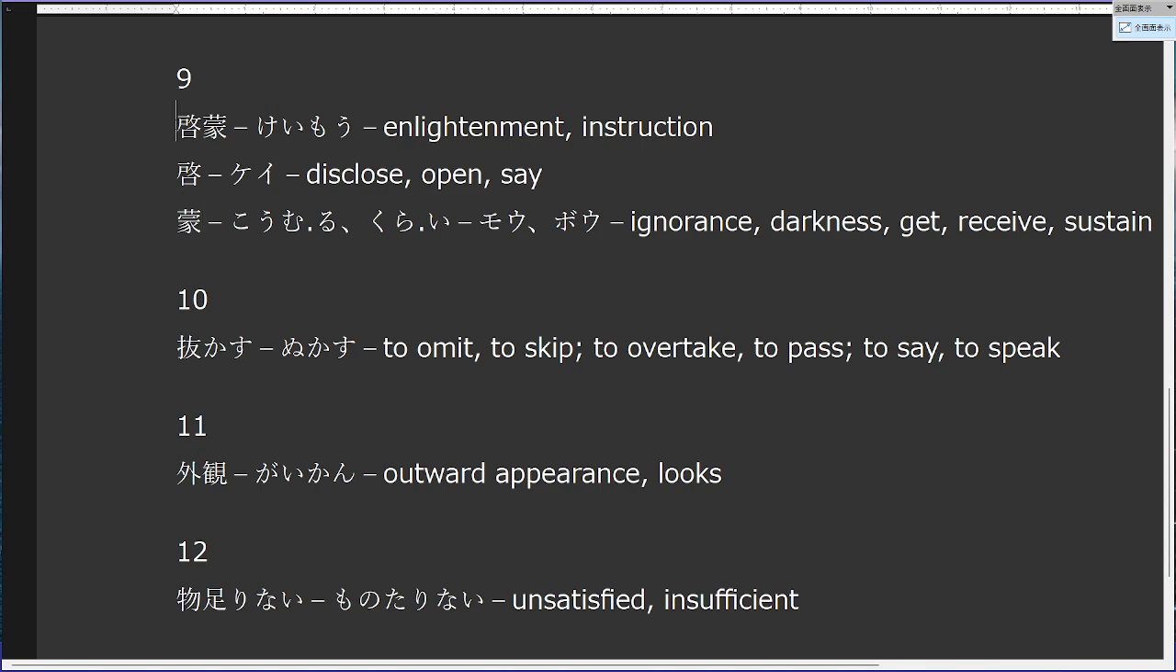Kemo is a disclosure that gets you out of darkness or ignorance. Kemo no mo is a grass-covered hill. Literally, ignorance or darkness. Kemo no mo is ignorance or darkness. Kemo no mo can also mean to get or receive.